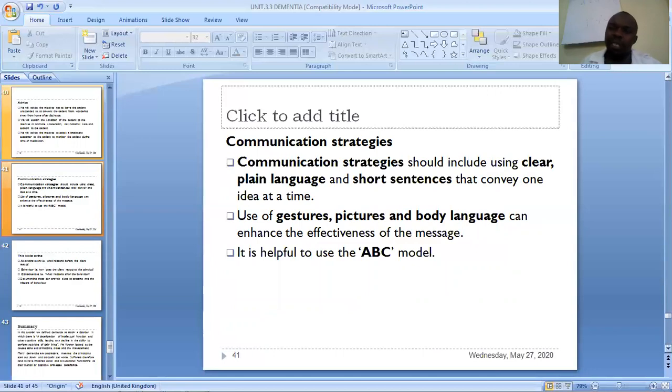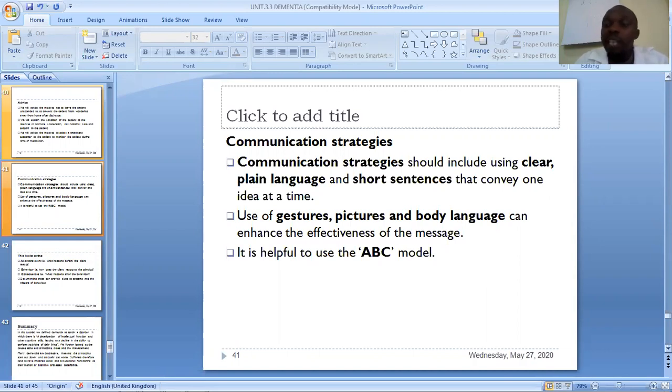This will help so that the patient does not miss any dosing of the drug. Communication strategy to this patient is very important. So what are we going to discuss with the patient and relatives? Communication strategy should include using clear, plain language. No jargon should be used with this patient. Ensure that the sentences are short, but they must convey one idea at a time. Use of gestures, pictures, and body language can enhance the effectiveness of the message.